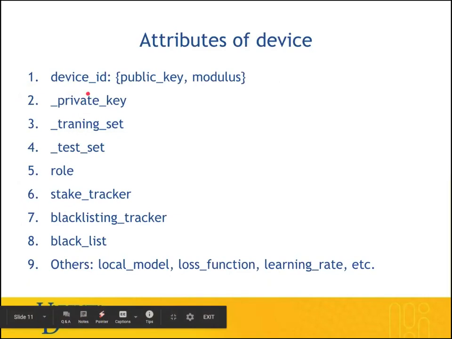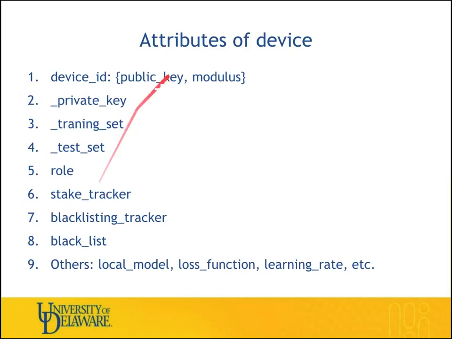So each device has an RSA key pair: a public key and also a private key. The device ID is just the device's public key and modulus. This is very similar to the Bitcoin system, in which the identity of a node is the hash of its public key. The public key will be used for others to verify the signature of transactions sent from this device. The second thing is the private key, which is used to sign its transactions, which will be explained later.